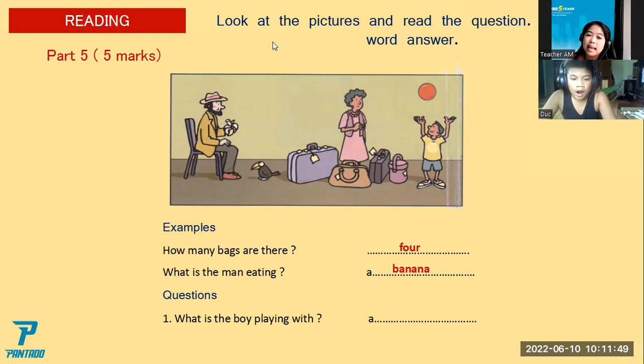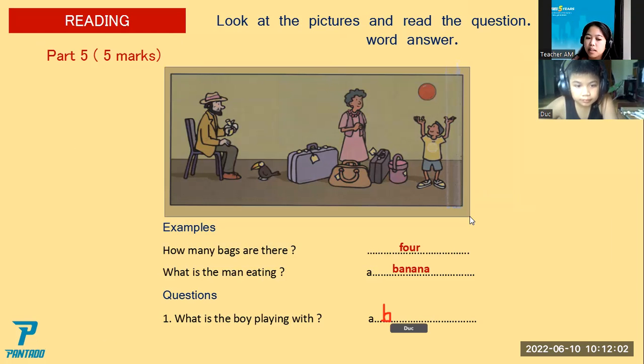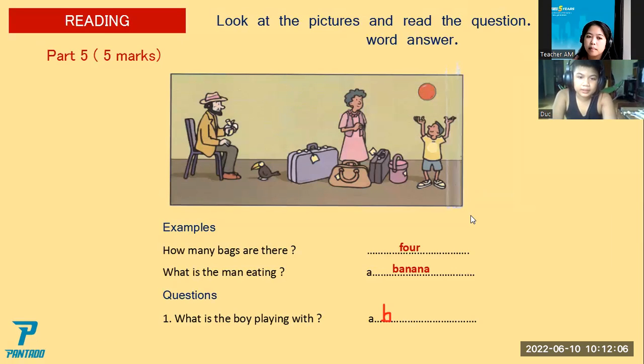let's proceed with the last number in reading and writing. I want you to look at the pictures and read the question, then you write one word answer. Okay, so for example, what can you see in the picture? It's a man eating banana. It's a woman.